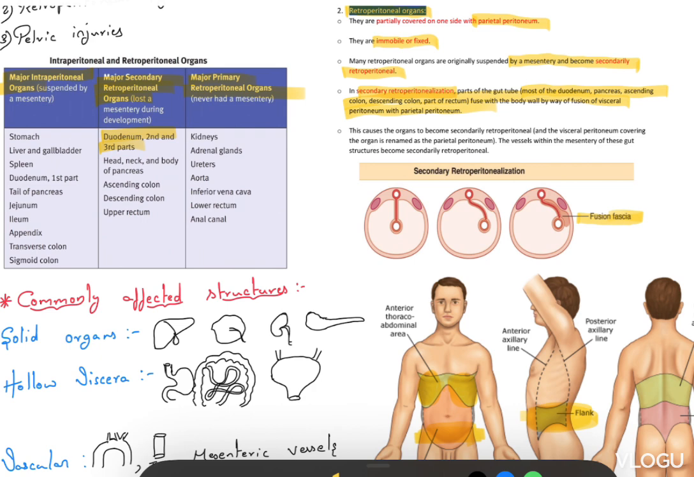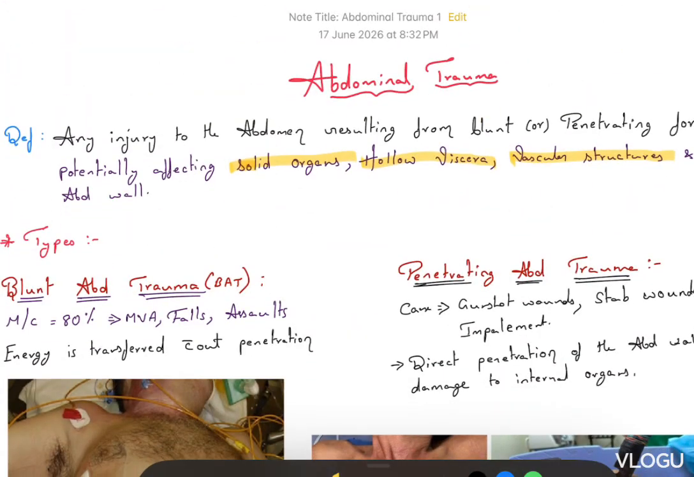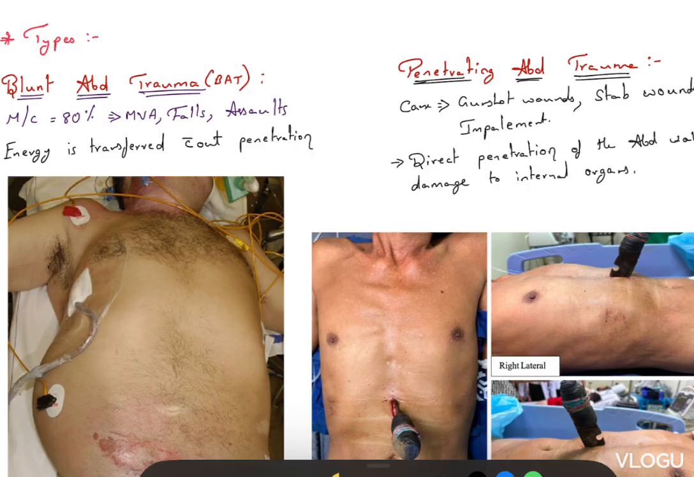And because of organ hypoperfusion, the organ cells will die, and we can see multi-organ failure. So now, the causes of abdominal trauma. The etiology of abdominal trauma: in total, we have three different types. One is blunt trauma, another is penetrating trauma, and the other is iatrogenic trauma.